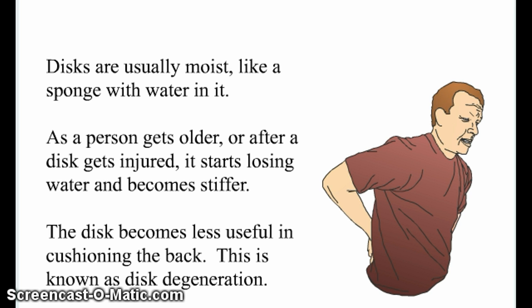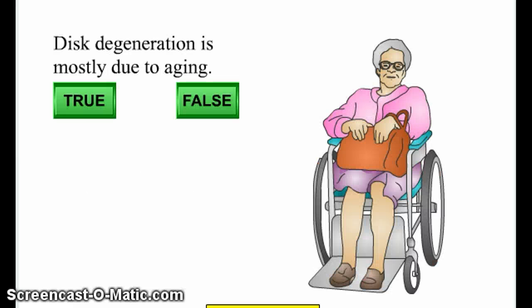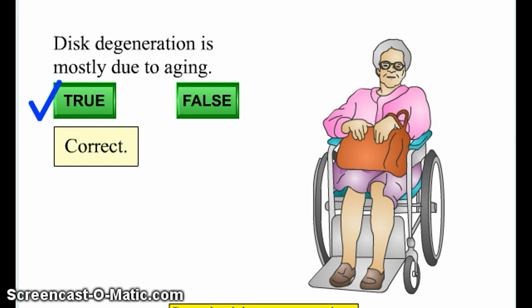Discs are usually moist, like a sponge with water in it. As a person gets older, or after a disc gets injured, it starts losing water and becomes stiffer. The disc becomes less useful in cushioning the back. This is known as disc degeneration. Disc degeneration is mostly due to aging. Press true or false. Correct.